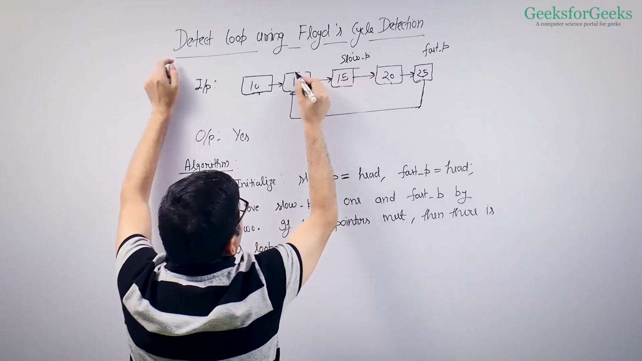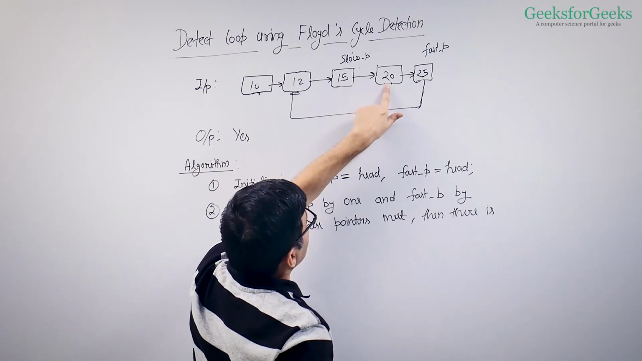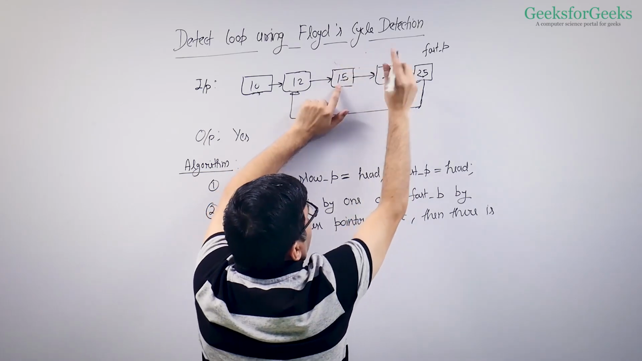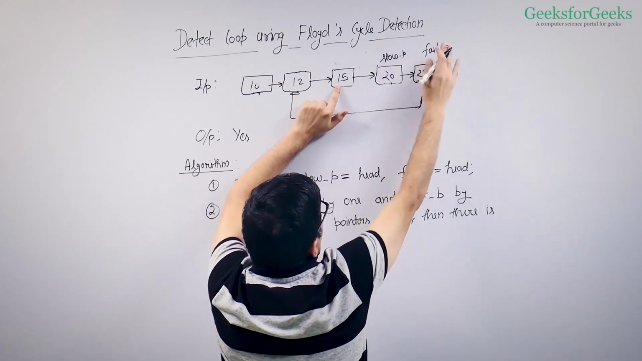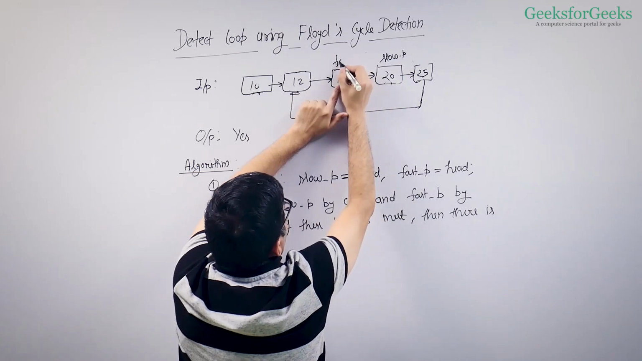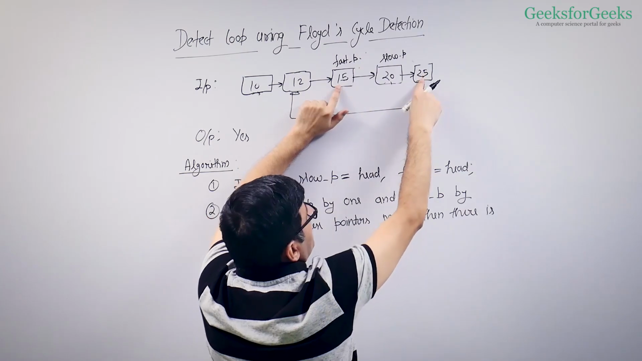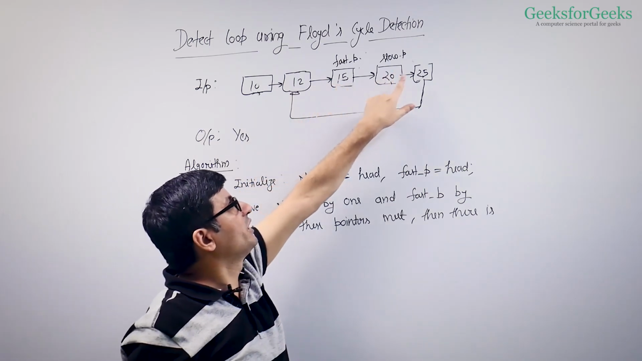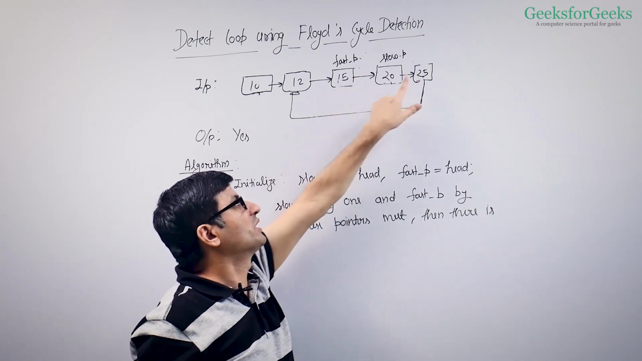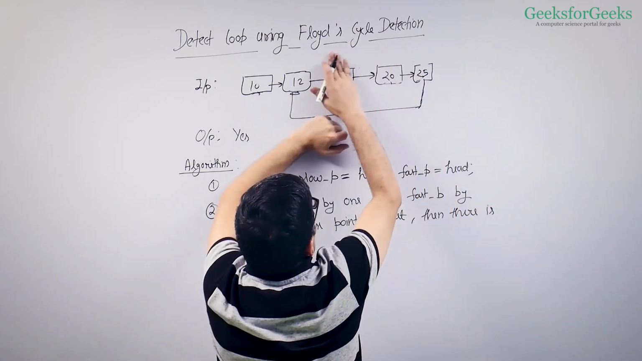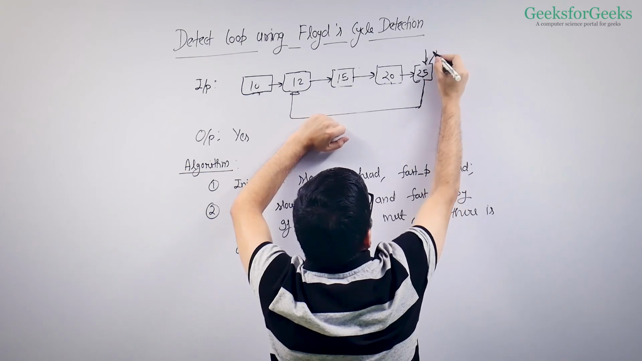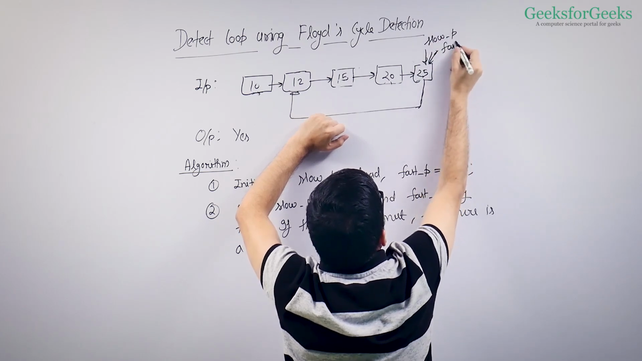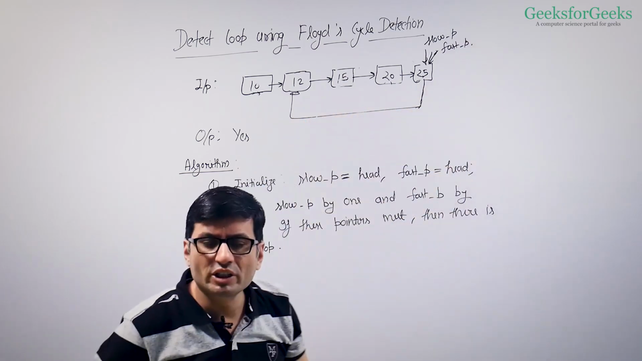After the next iteration, what will happen? Slow will come here and fast will come here, right? Because slow is moving 1 at a time and fast is moving 2 at a time. So fast came from here to here. Now what will happen after the next iteration? Slow will come here and fast will also come here. So they'll meet at this point, and that is how we detect the loop. Because they met, we say there is a loop. They met at this point, so we say there's a loop in the linked list.